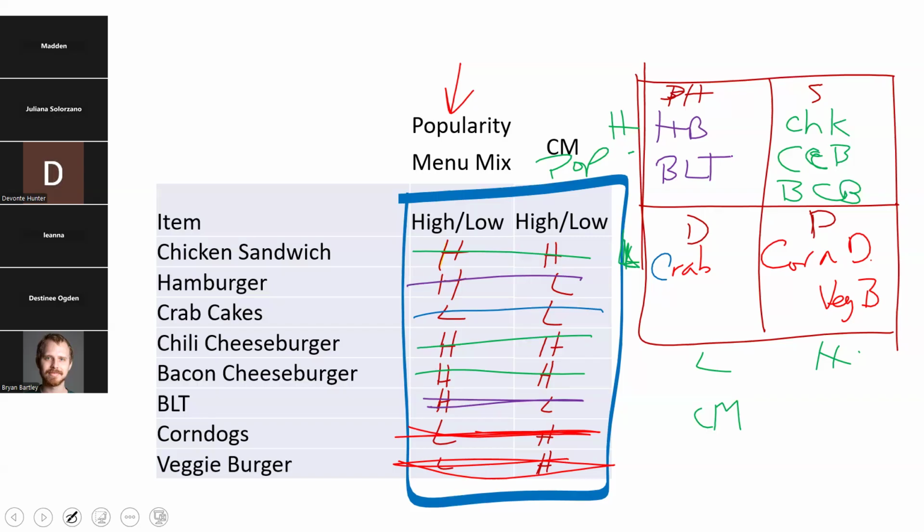Let's look at our plow horses. Okay. Plow horses. I don't know why it's called a plow horse. I didn't come up with these names. But essentially, it's doing its job. People love it and they come back for it. It's bringing people back to our restaurant. But for whatever reason, it's not making us more than the average contribution margin. Okay. So, what could we do potentially to help move our plow horse over to the star category?